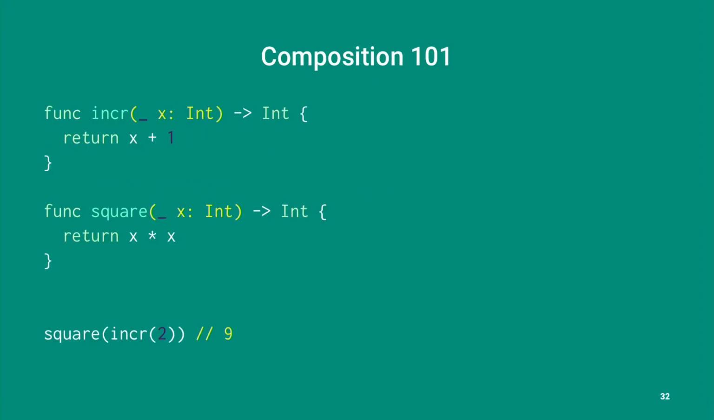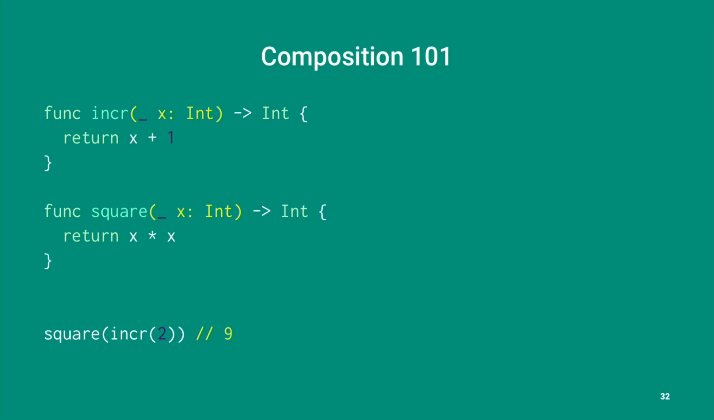Arrows can be composed. Basic composition in your math class might look like, say we have these two functions, and we want to increment and then square. When we pass in 2, we can increment 2 to get 3, and then square to get 9. Composition, in essence, allows us to take two functions where the input of one matches the output of another, then we can get a whole new function.